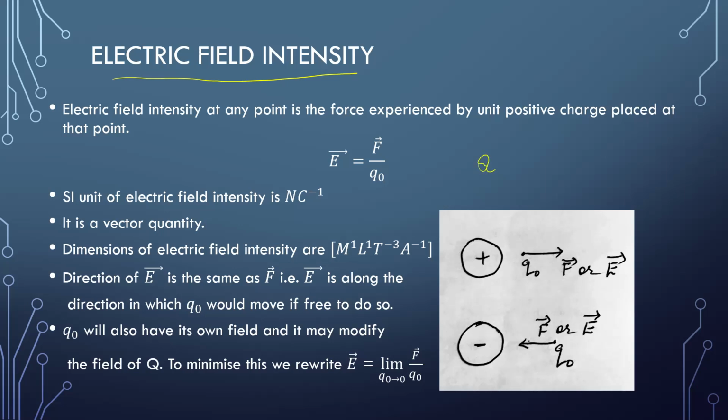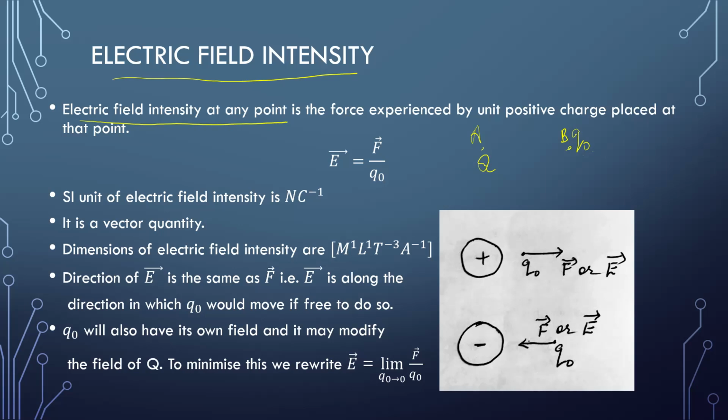Suppose the source charge, capital Q, is here at the point A. I want to find out what is the field at a point somewhere here, the point B. At the point B we will place a test charge, that is q naught. The test charge is a unit positive charge, so the force experienced by the test charge placed at that particular point will give us the electric field intensity at that point.